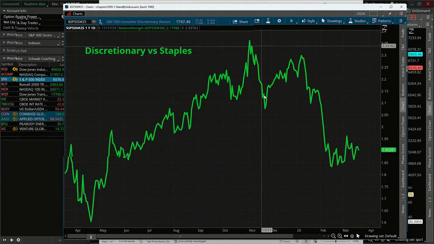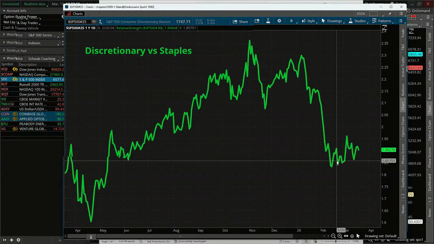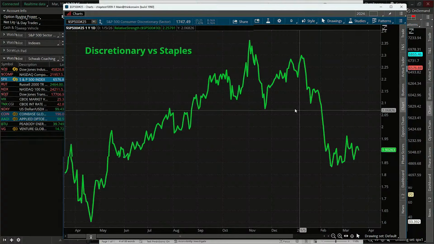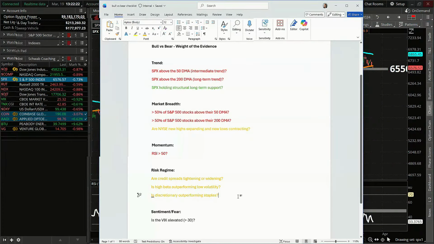We saw this top formation and we've had the breakdown in this, which is really showing that staples over the long term has been outperforming discretionary. We're having a little bit of a consolidation now, which is why I'm putting that as a little bit of a yellow flag on that one.